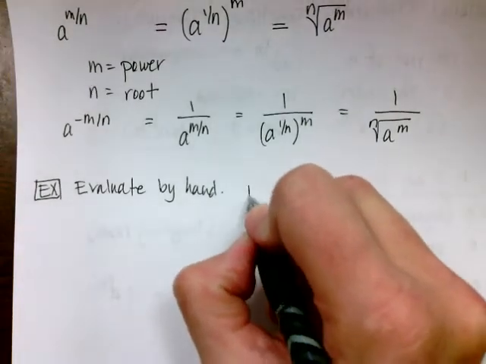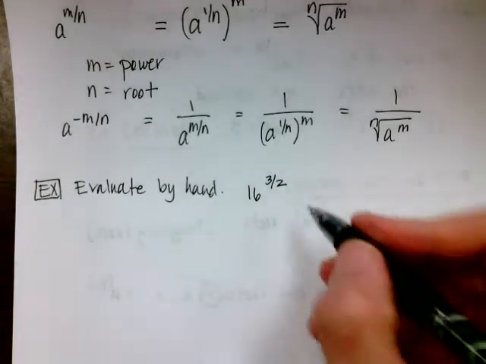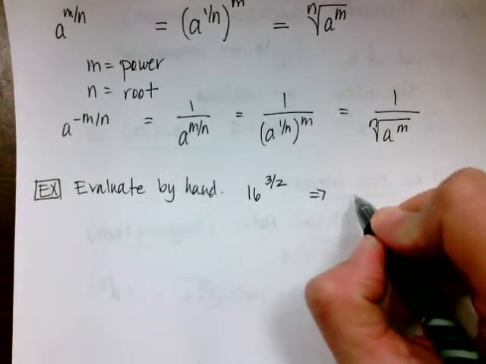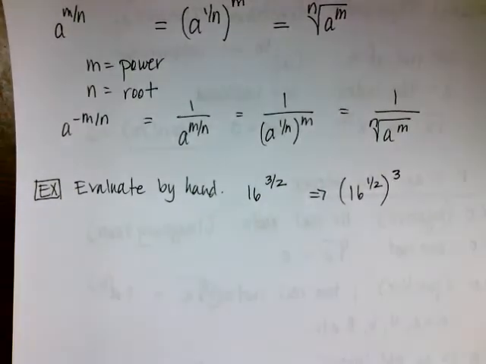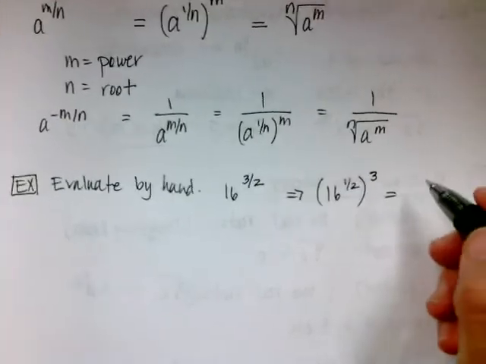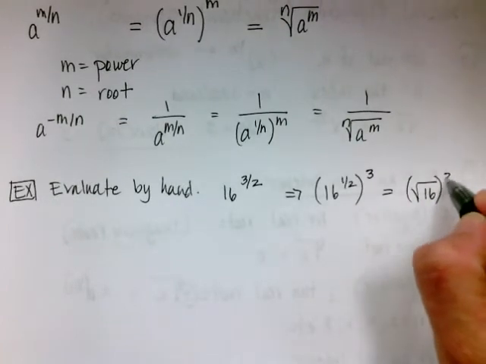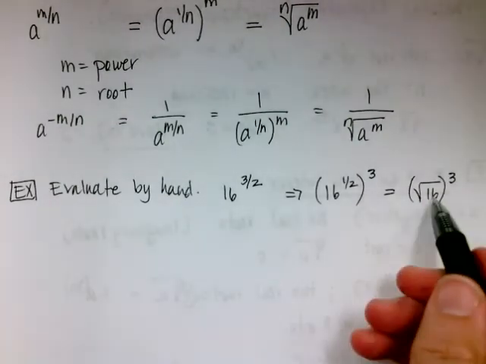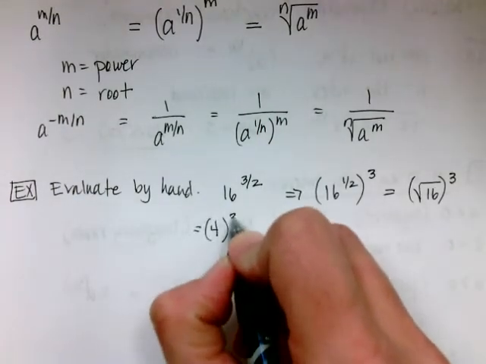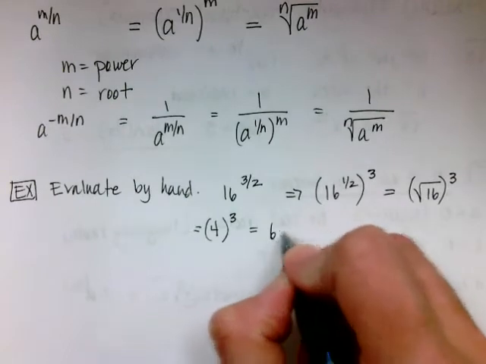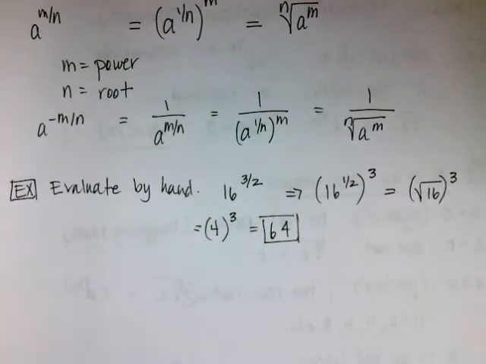So our first example is going to be 16 to the 3/2. I'm going to start by rewriting it, and I'm going to write this as 16 to the 1/2 raised to the 3rd. And just to make sure that you understand, I'm going to write this as the square root of 16 raised to the 3rd. Well, the square root of 16 is going to be 4, and I'm going to raise that to the 3rd power, so that I'm going to get 64. And 64 is going to be my answer.